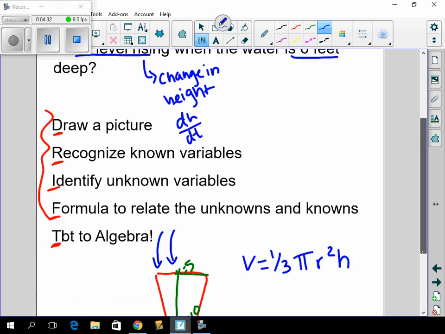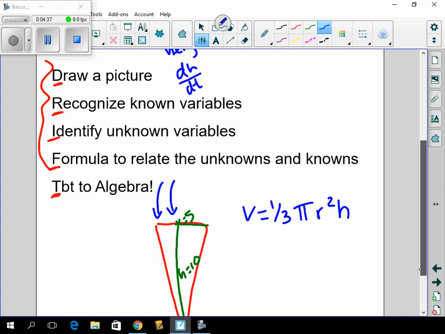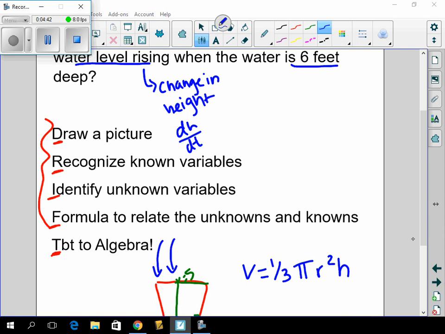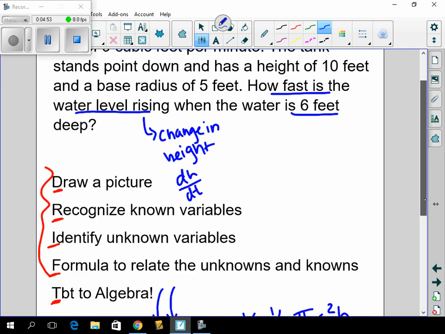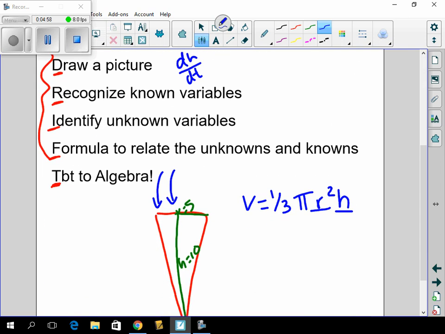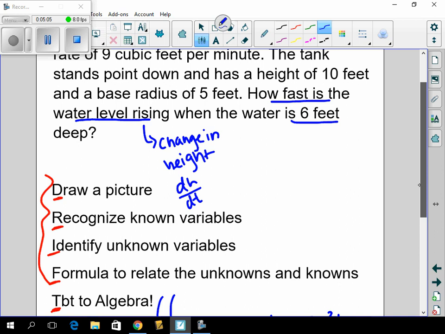So looking at my volume formula, I don't have a dH dt. And so what I first need to do is figure out what exactly I want to differentiate this with respect to. So I notice I have an r squared and an h, but it doesn't give me much about my radius, right? It only gives me stuff about the height. And so I can relate the radius to the height though. If I noticed when my height was 10 feet, my radius was 5 feet.